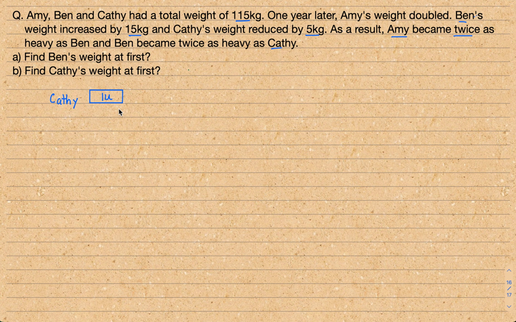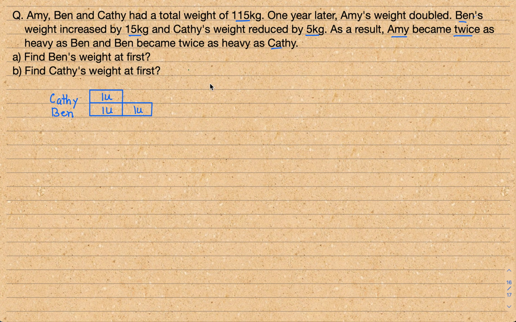So if she is 1 unit, how much will be Ben? Ben is twice of Kathy, right? So we can say Ben will be twice of this much. Let's bring it down. Okay, so this is Ben, who is twice of Kathy. So obviously Ben will be 2 units. If Kathy is 1 unit, Ben will be 2 units.